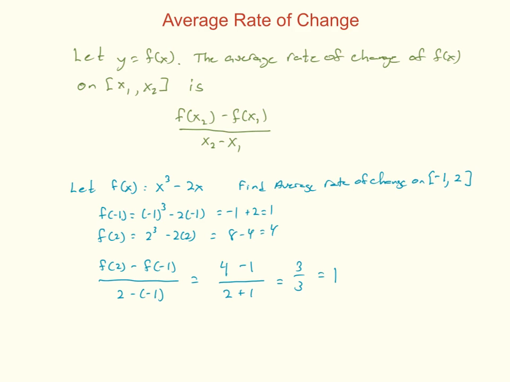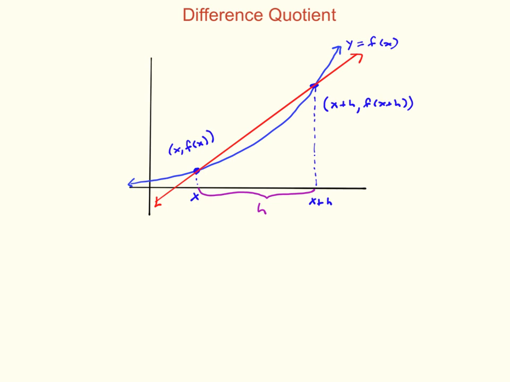You always want to remember that the average rate of change and the slope, doing a slope formula, mean the same thing. That's going to be something that's key as you're working forward with this. Now we get to the difference quotient.